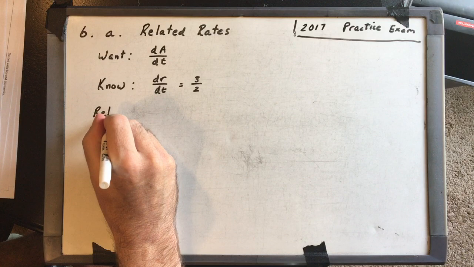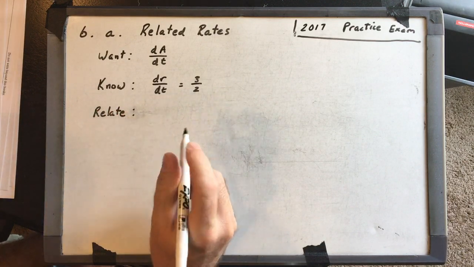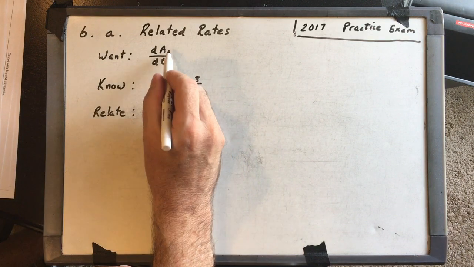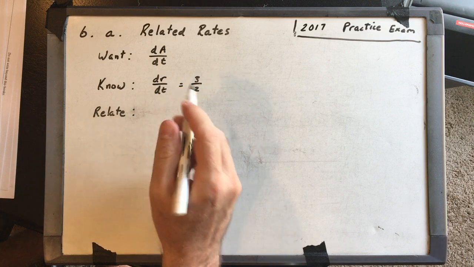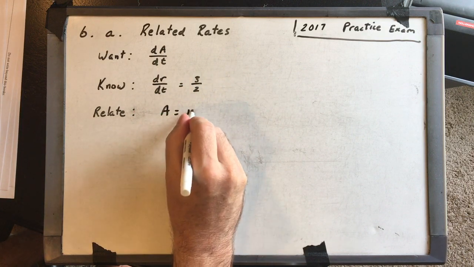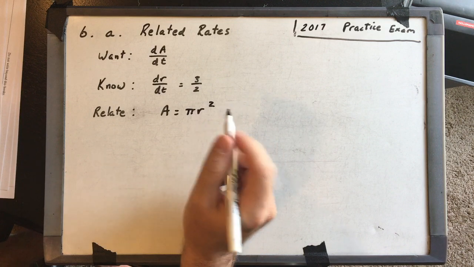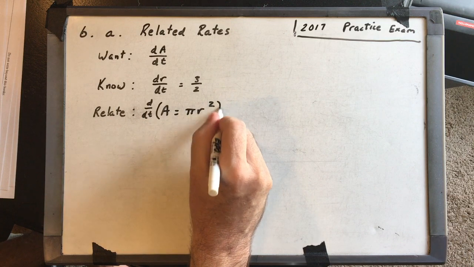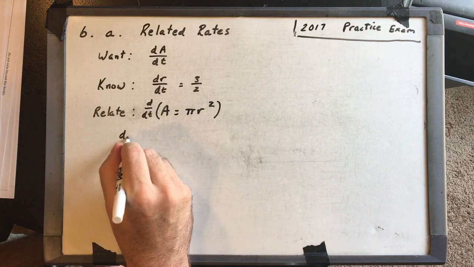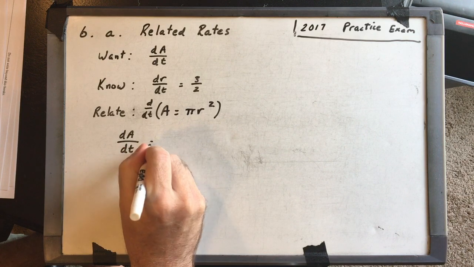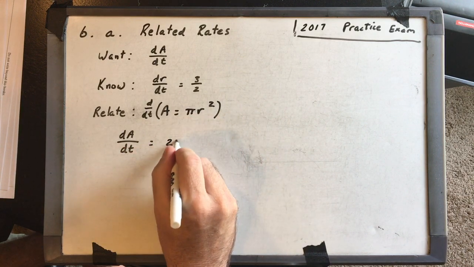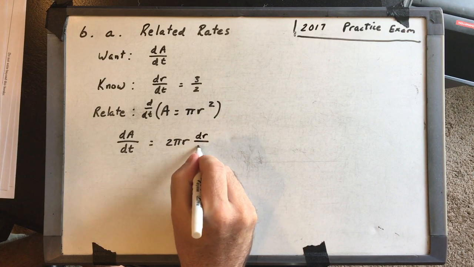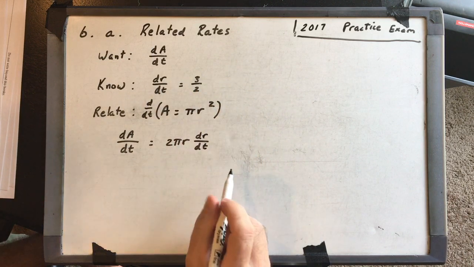Then we have to relate what we want to what we know. What's the equation for the area of a circle? We're relating area to radius, so area is equal to pi r squared. What do we have to do to that? We have to differentiate with respect to time for related rates. So dA/dt is equal to 2 pi r, bringing that 2 out front. Don't forget the derivative of r, dr/dt. Otherwise, you wouldn't be able to plug that in.